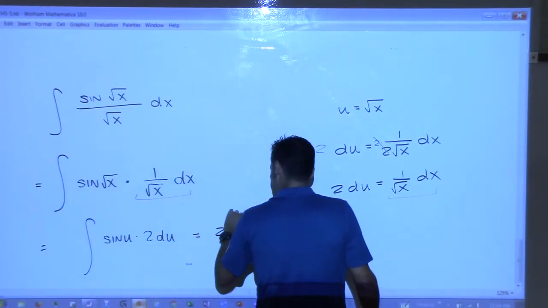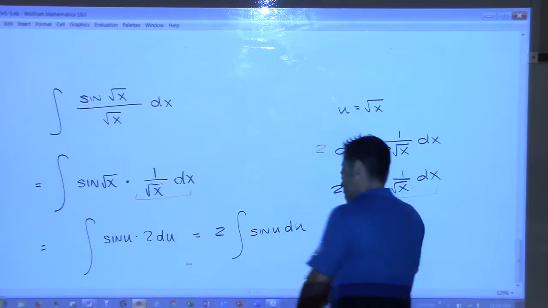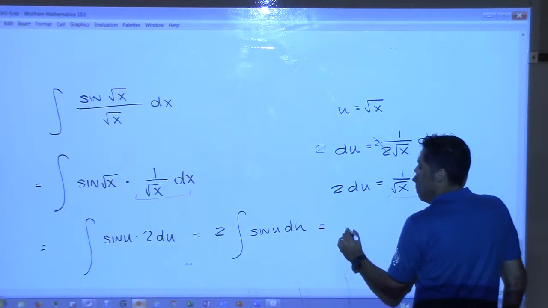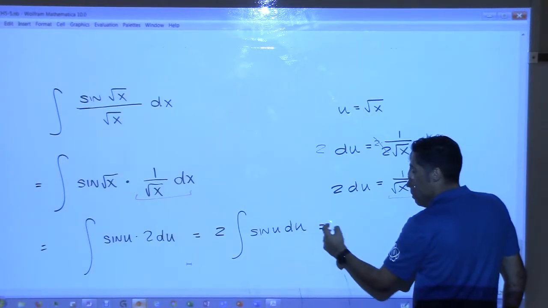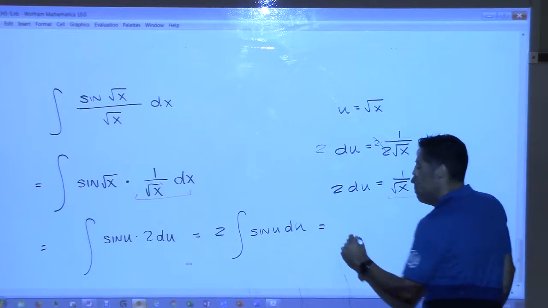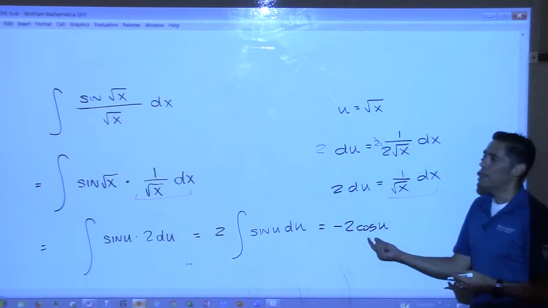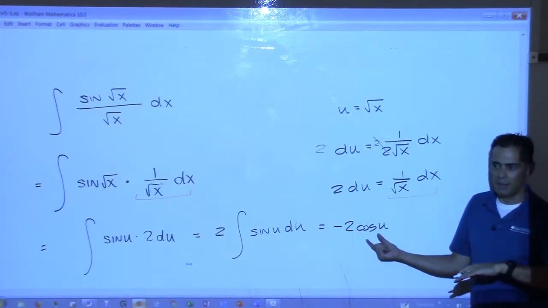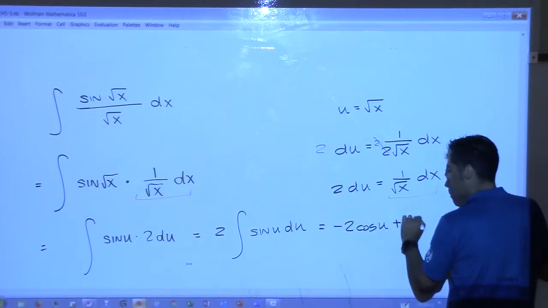And now, Erica, what's the antiderivative of sine of u? We have a 2 also out there, so that's going to come along. And you said it's negative cosine u? Okay, so negative 2 cosine u. Remember, you have to have the negative because the derivative of cosine is negative sine, so you have to make it switch back to positive. So negative 2 cosine u, and then always remember plus c.